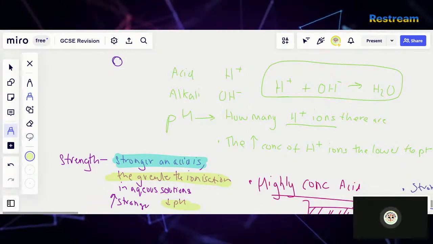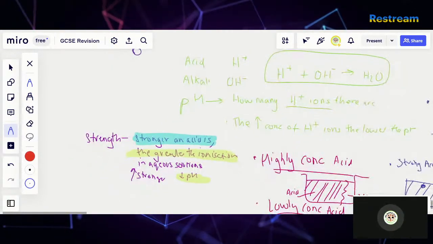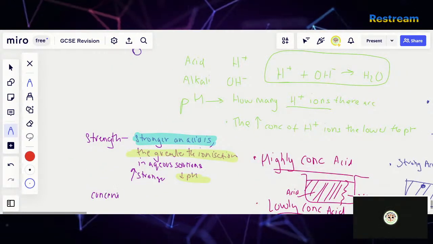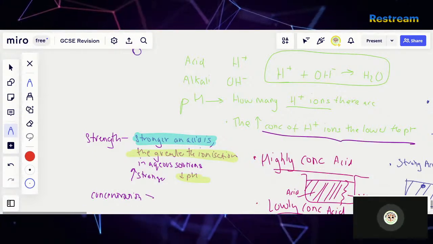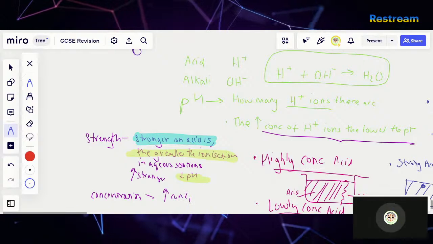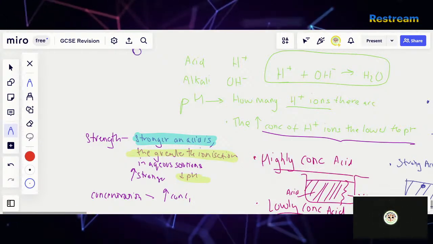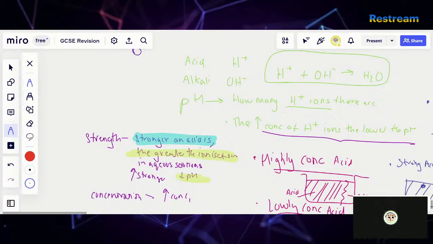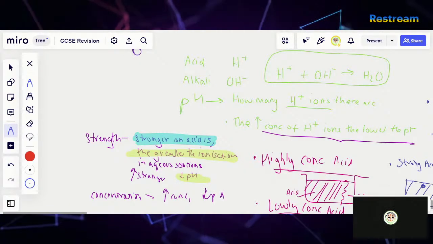Now let's discuss the concentration. So as you said, the concentration of H plus ions. So what we're saying here is that the higher the concentration of an acid, this means that the more acidic there is, the more acid molecules there are within the same volume of solution. So the higher the concentration, the lower the pH. And that's how we would answer that question.